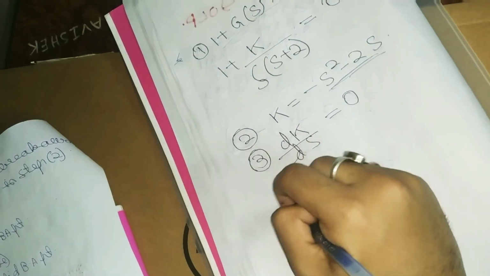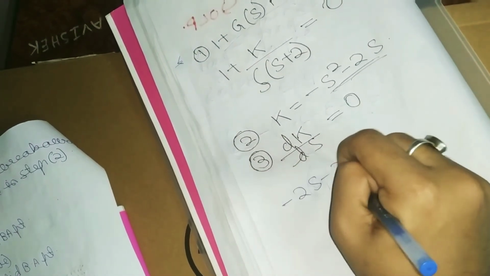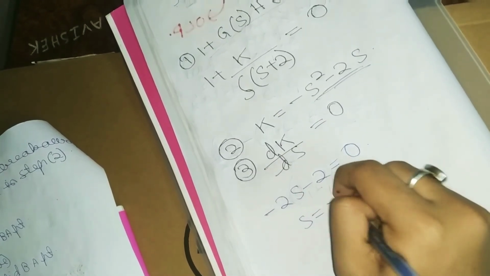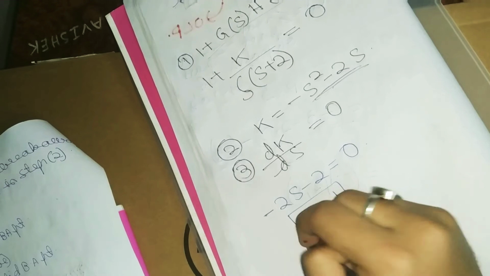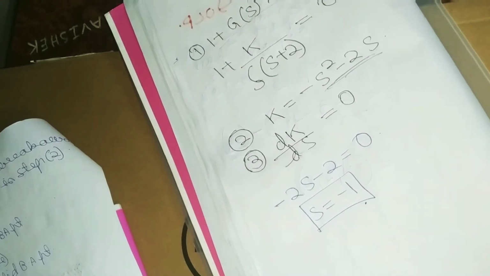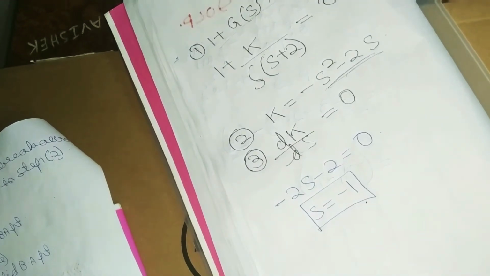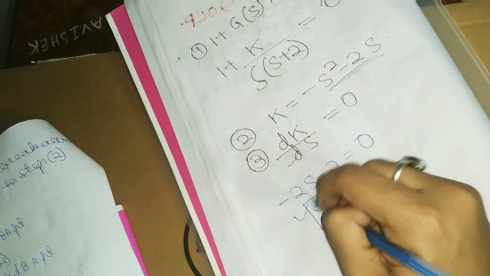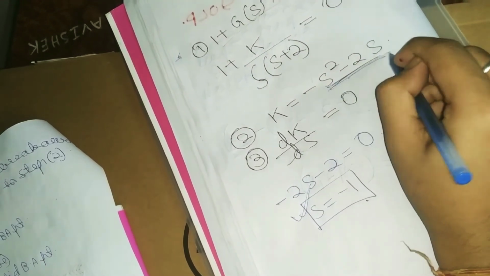So what will it become? -2s - 2 is equal to 0. So s is equal to -1. So s = -1 is a breakaway point. Now you have to check whether it is a valid or invalid breakaway point. So you have to put s = -1 in this expression.